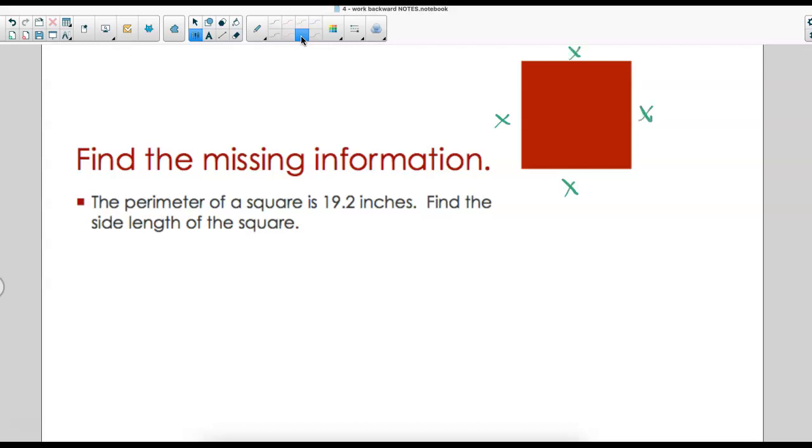How do we find perimeter? Add them all up, right? X plus x plus x plus x equals 19.2.